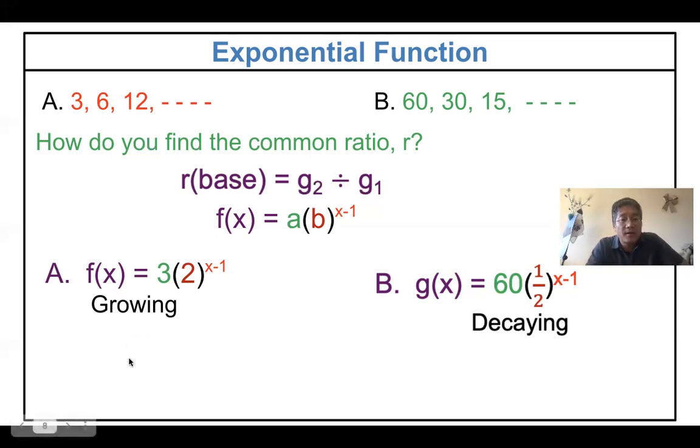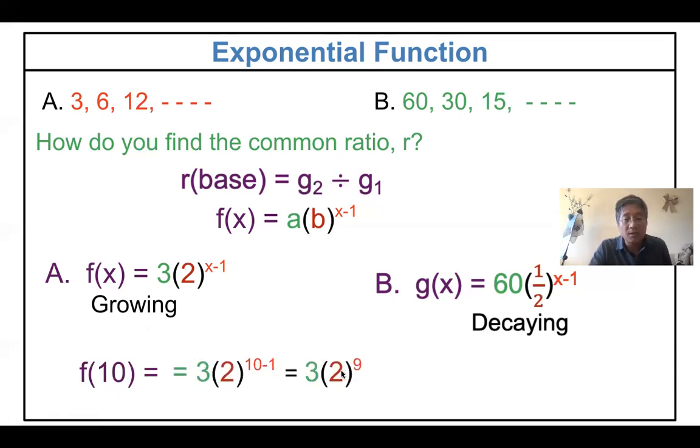Then how do you find the 10th term, f of 10, for example? Then f of 10 is equal to what? We find the y value when x is 10, right? So this is the first term, second term, third, fourth, fifth, keep going up to the 10th term. If you plug 10 in for x here, it's 3 times 2 to the 10 minus 1, which is 9, right? So 3 times 2 to the 9th power.